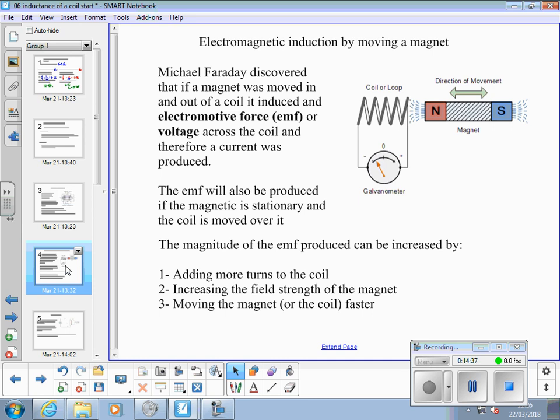And again, we can get more EMF if we add more turns, increase the field strength of the magnet, or move the magnet faster. The most important thing that you should remember is no movement, no induction. As soon as that magnet or coil stops moving, the induction stops happening. Are you all quite happy with that? So that's in DC.